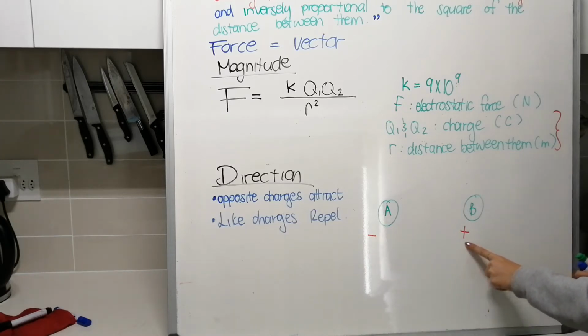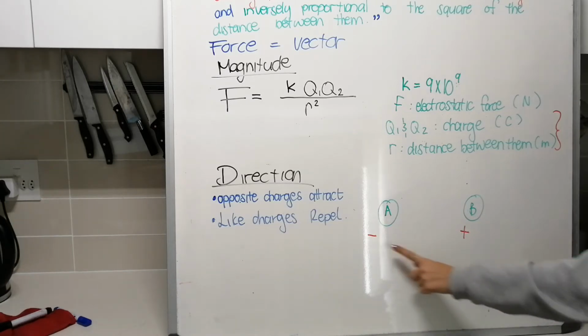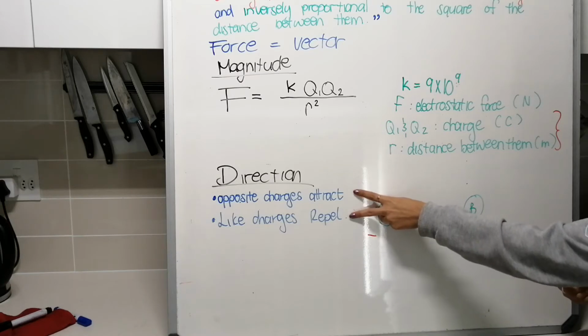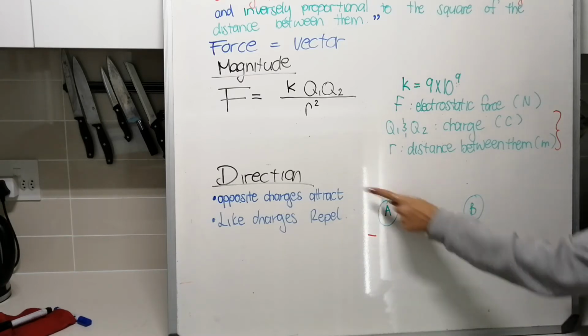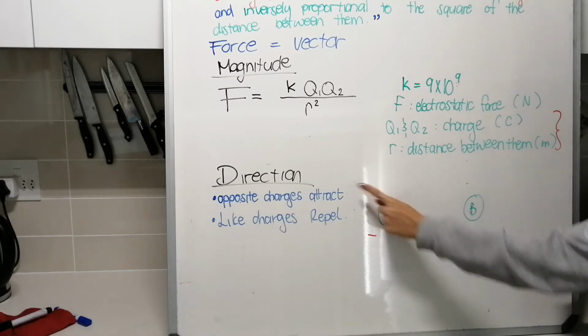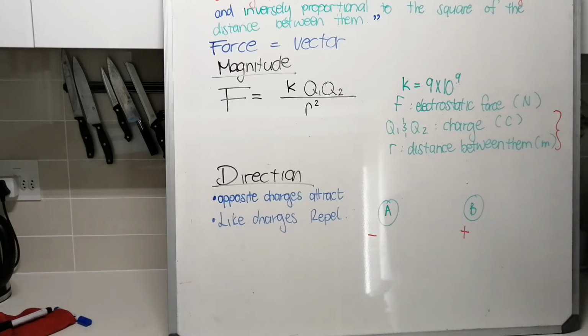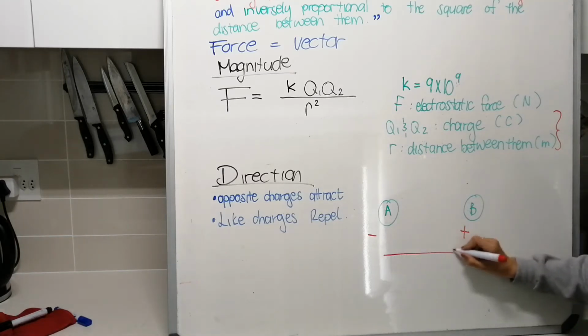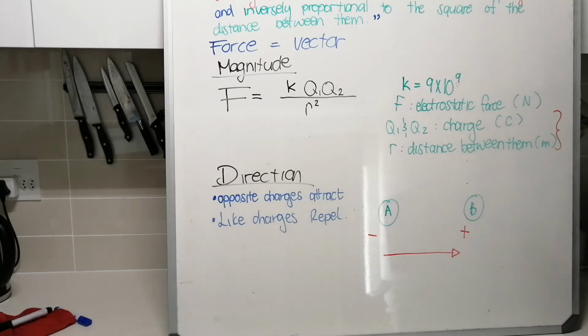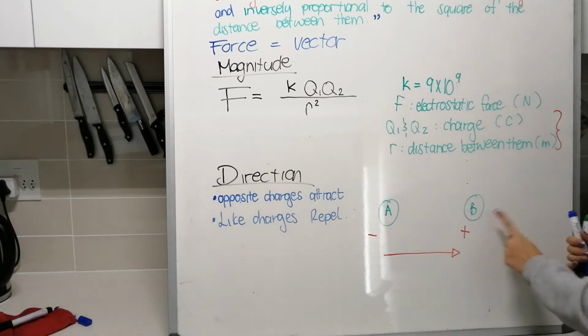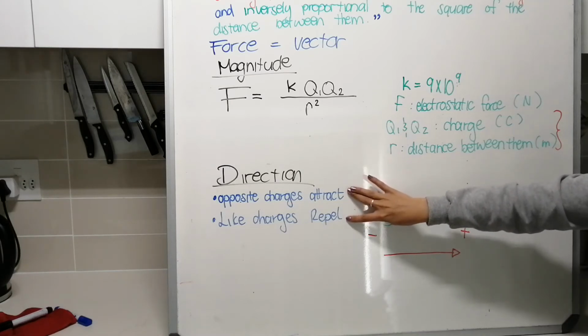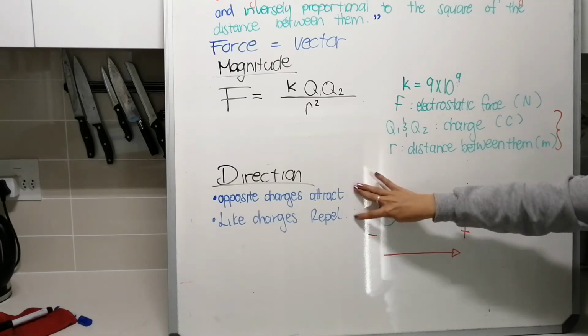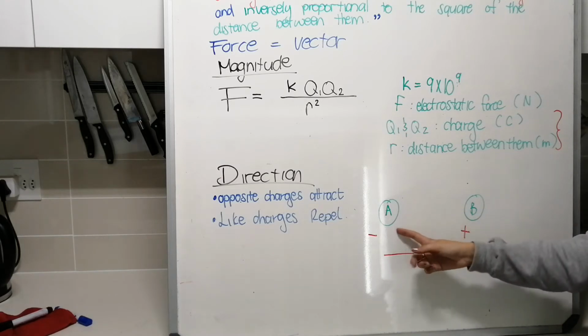To determine the direction based on the signs, you have to remember these two things. I've got opposite charges, and opposite charges attract. That means A's electrostatic force will be towards B. It's an attractive force. On your notes, I think I've done all the different options: if they're both negative, both positive, or one positive and one negative. But the basics here is that you remember that opposite charges attract and like charges repel. Based on that, you can determine where A would want to go.